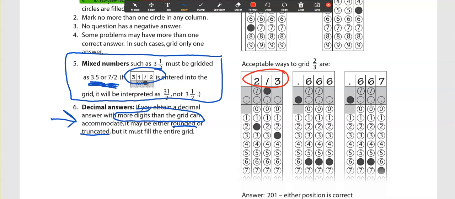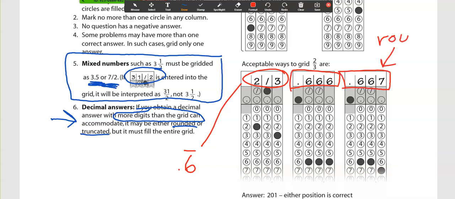But as a decimal, you know that's 0.6 repeating. It goes on forever and ever and ever. They say that you can do it either of these two ways. Now, this is called rounding. You guys are very familiar with it. This one's called truncating. And as you can see, they just chopped the decimal off and threw it away.